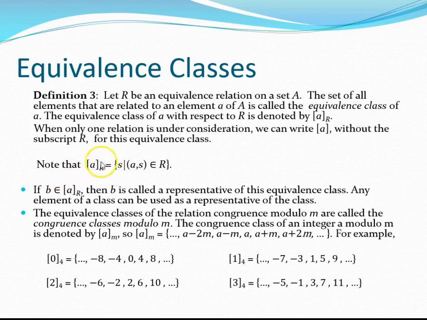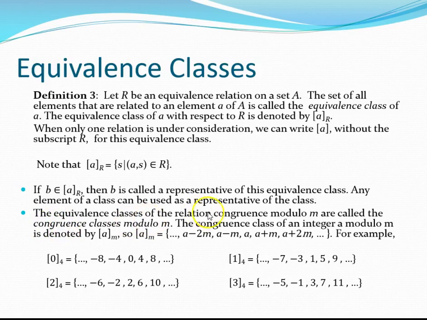Note that this definition means that the class of a is the set of all elements s such that the pair (a, s) is in the relation R. If b is an element of the class of a, then b is called a representative of this class. Any element of a class can be used as a representative of the class.